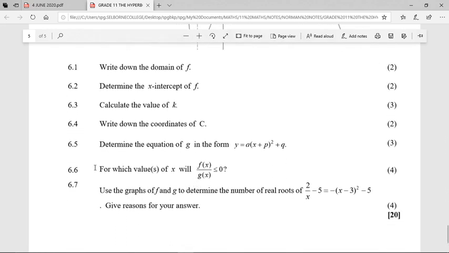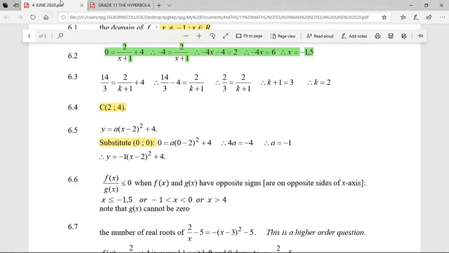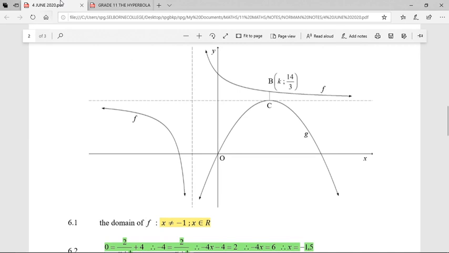So the question is saying, when will our hyperbola divided by our parabola give us an answer that is 0 or negative? Right. Now, how do we get a negative from a fraction? Either by saying a positive divided by a negative or a negative divided by a positive. So if we go look at our picture, at our Cartesian plane, you will need to have one function above the x-axis being positive and the other function below the x-axis being negative.